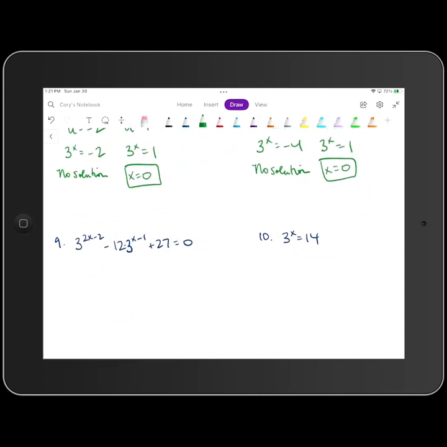Okay, let's see what you guys do with number 9. For number 9, you have 3 to the 2x minus 2 power minus 12 times 3 raised to the x minus 1 power plus 27 is equal to 0.